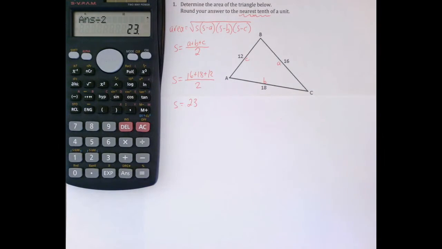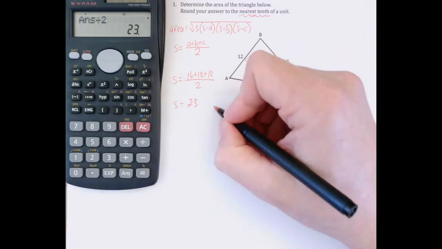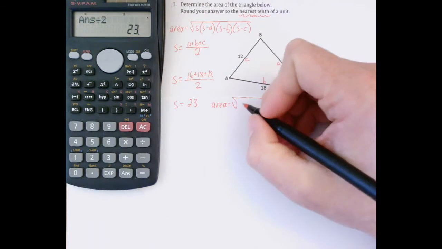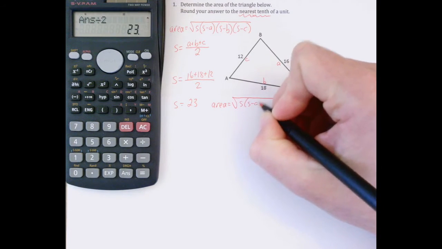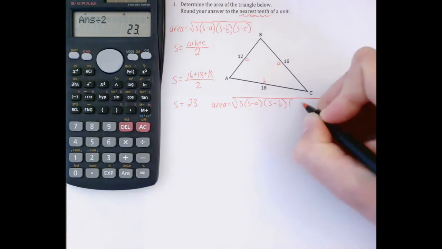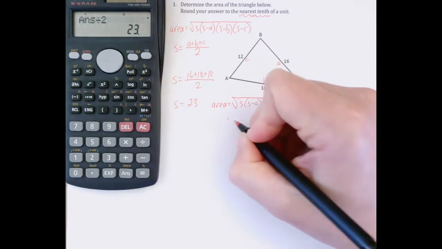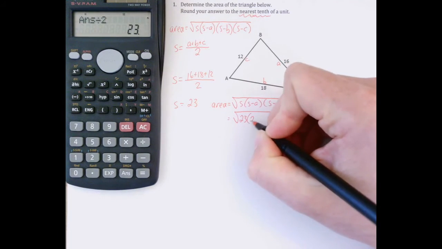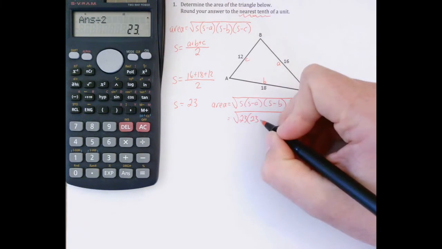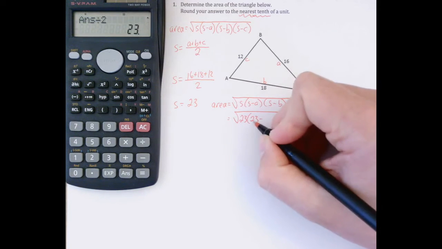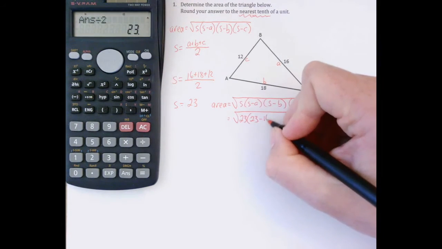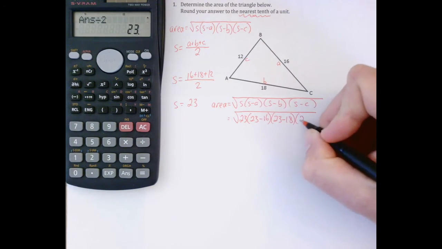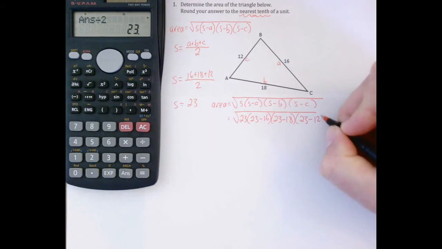Now Heron's says that area is, I'll rewrite it just so I can write my work right underneath, the square root of S times S minus A times S minus B times S minus C. So in this question, I just found S, it's 23, and I have to rewrite that every time I open a bracket. I have that same number starting the bracket. So here S minus A is 23 minus side A, which is 16, times 23 minus B, which is 18, times 23 minus C, which was 12.